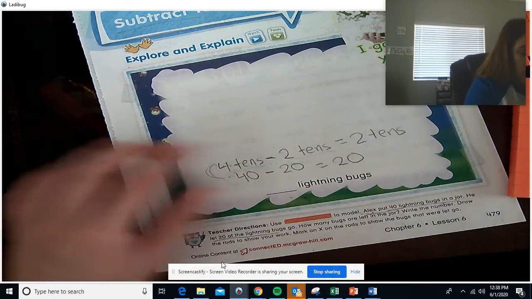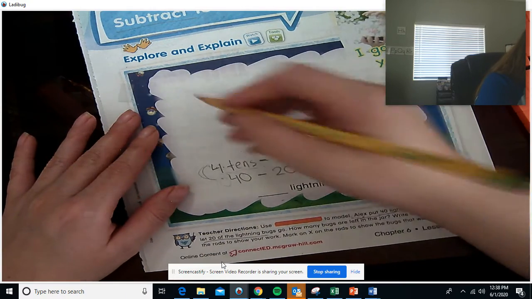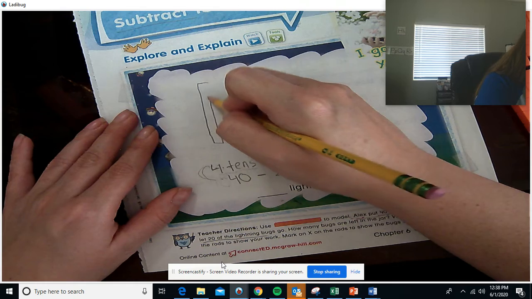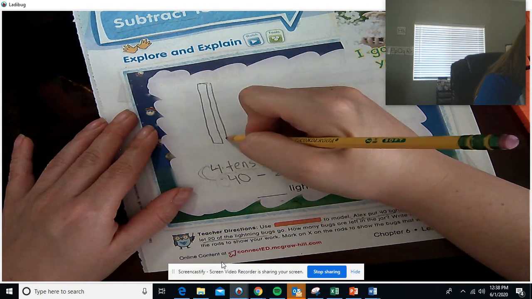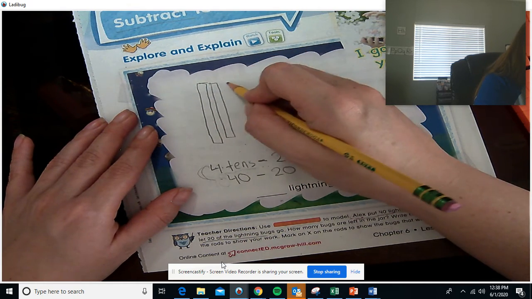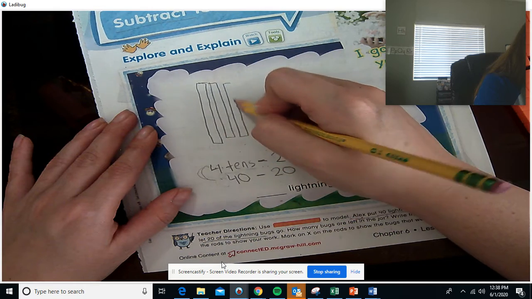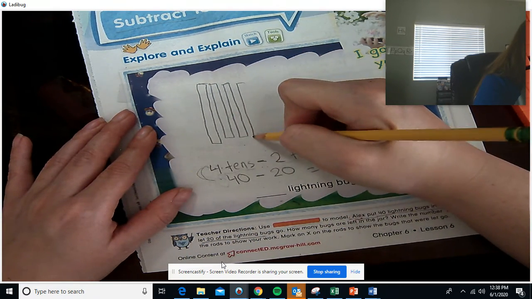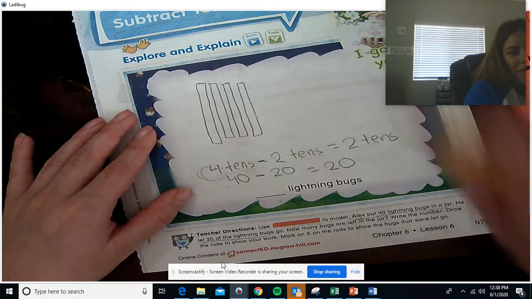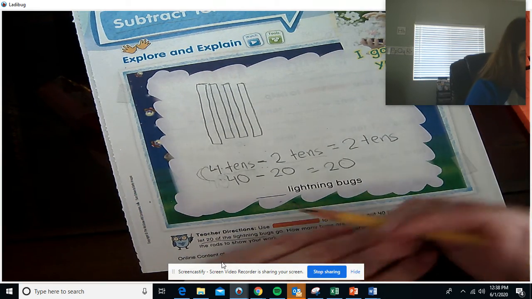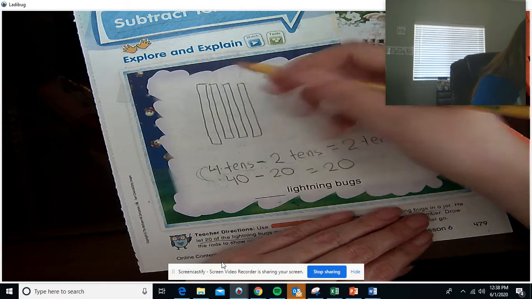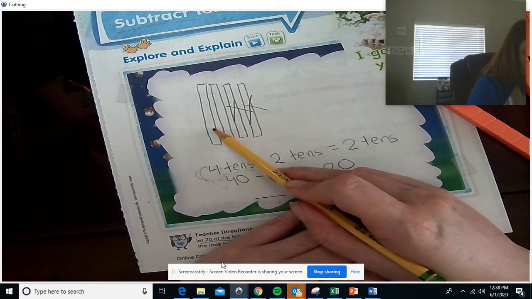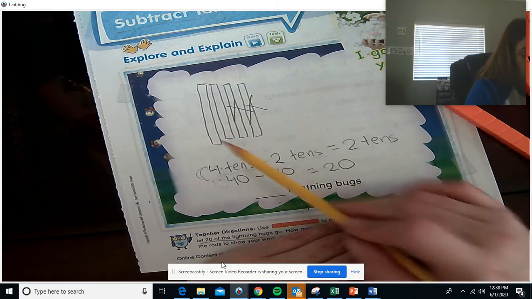So if you were doing your picture, since some of you don't have the rods, you're just going to draw a picture. So there were 40: 10, 20, 30, 40. We're just pretending that there's 10 in each of these. They should be even, but because I'm doing it quickly, they're not. And then we take away 2, so you're going to put an X on 2 of them. And how many does that leave? It leaves you 2 tens or 20.